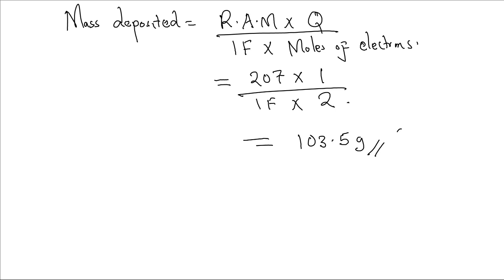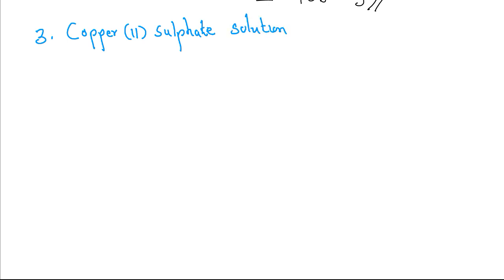Our next question, example 3. Copper 2 sulfate solution is electrolyzed using inert electrodes.